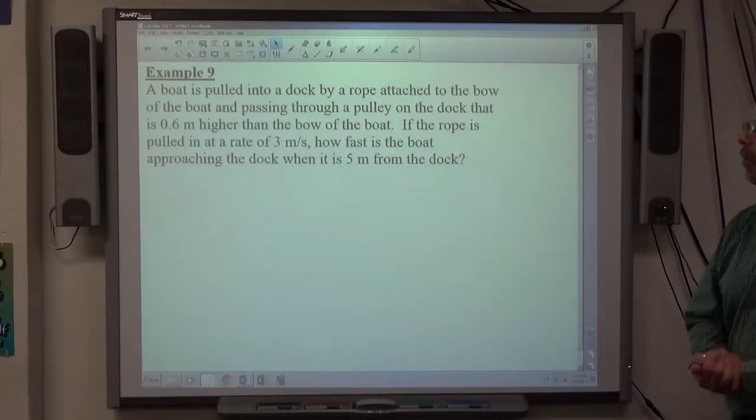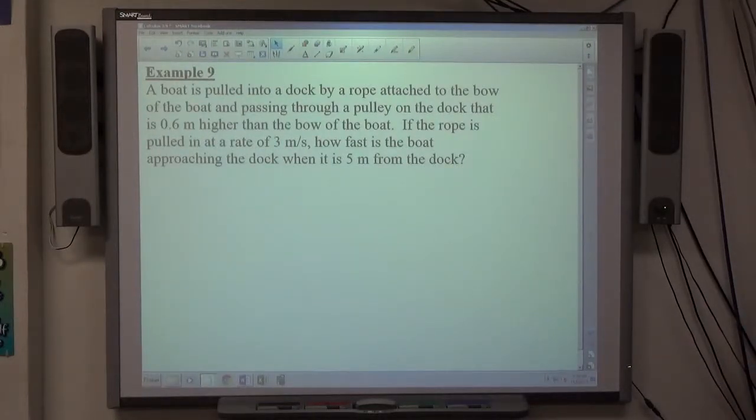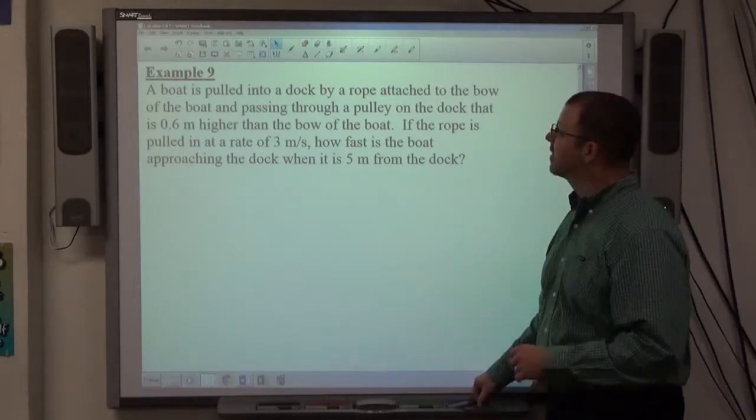All right, example 9. A boat is pulled into a dock by a rope attached to the bow of the boat and passing through a pulley on the dock that is 0.6 meters higher than the bow of the boat. So let's think about what's going on.